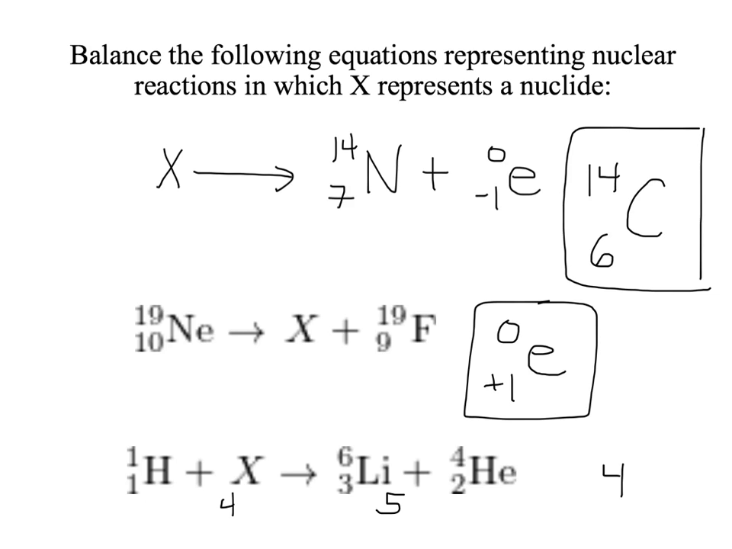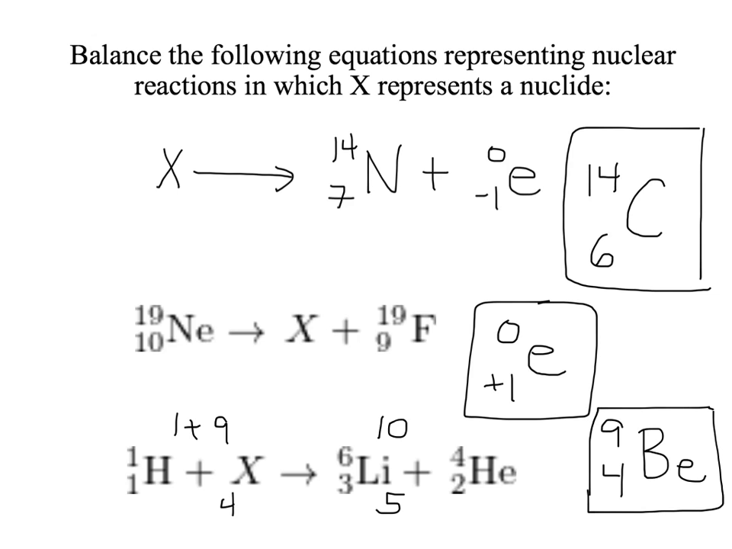Now if we look at the top, we've got 6 and 4 for our mass number, which gives us a total of 10 on the right. And we have 1 from hydrogen, so 1 plus 9 is 10. So we know our mass number is 9. So you have to go to the periodic table and find out what is element number 4. And you should find that it's beryllium. So that is the answer to the third and final example on this page.